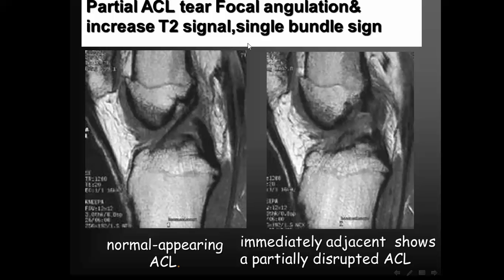Partial ACL tear with focal angulation and increased T2 signal, or the single bundle sign. Either you find a single bundle sign like this, that means the other part of the ACL is retracted. That means that not the whole thickness of the ACL is involved. Partly it forms one line like this, and partly is retracted like this.